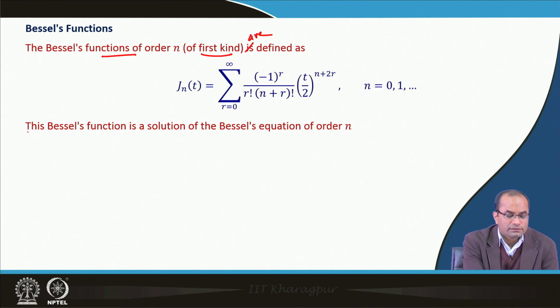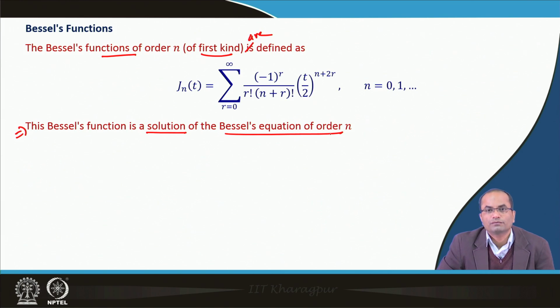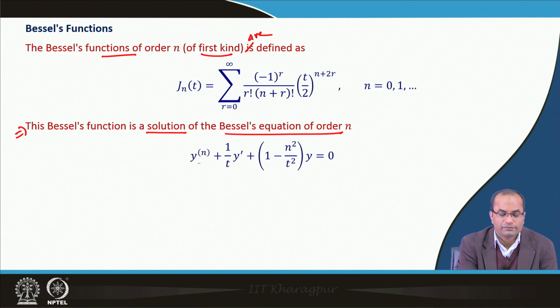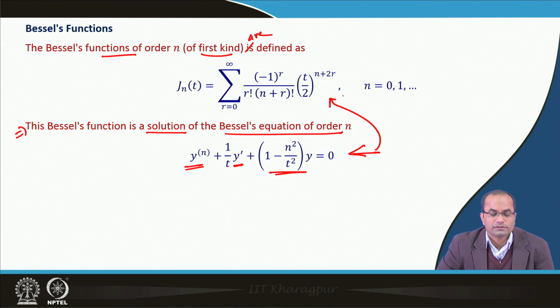Just to give you a little more information, this Bessel function is a solution of the so-called Bessel's equation of order n, an ordinary differential equation given as: y double prime plus 1 over t times y prime plus (1 minus n squared over t squared) times y equal to 0. The solution of this Bessel equation comes as this Bessel function written as an infinite sum.